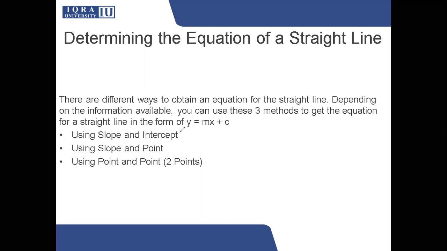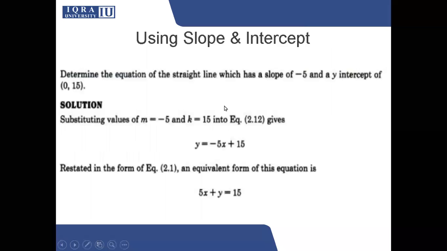The first method is using slope and intercept. If, for example, we're given the slope of a line and the intercept of a line, then we can use it to make an equation. If we're given the slope of a line and a point that the line goes through, then we can use this method. And if we're given 2 points, then we can use this method. Let's take a look at what they do. So, using slope and intercept.